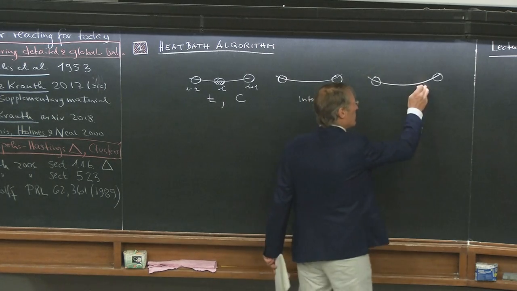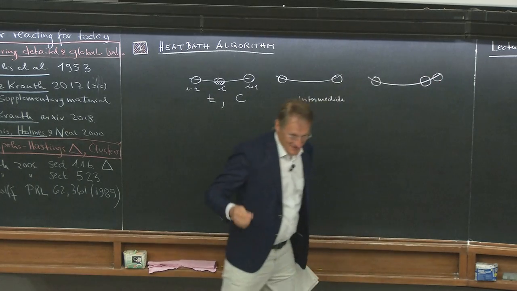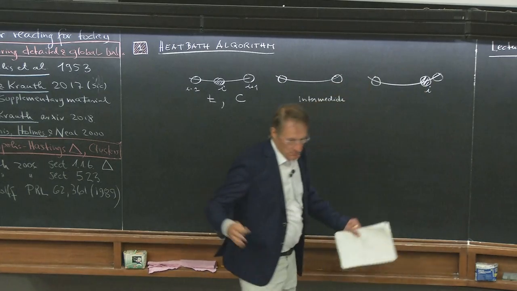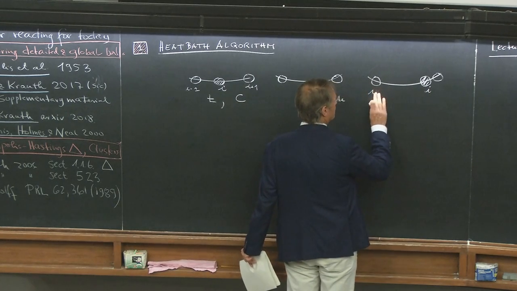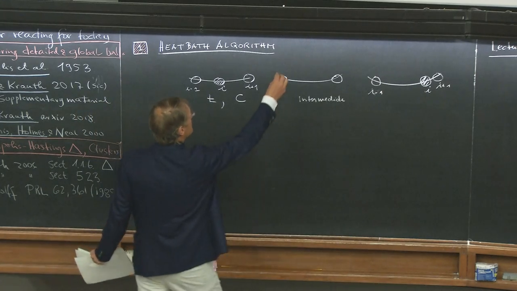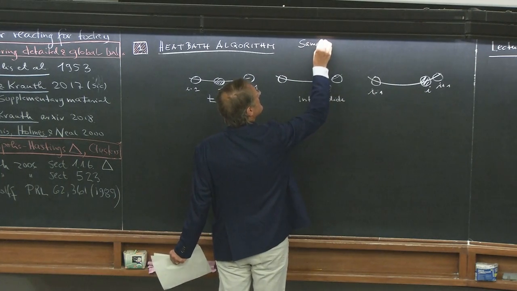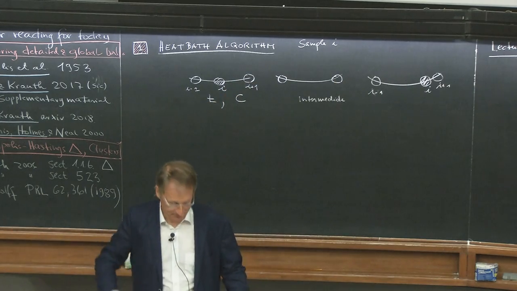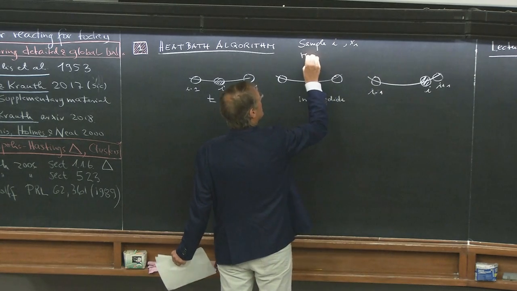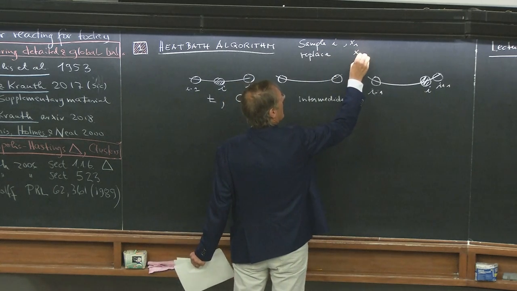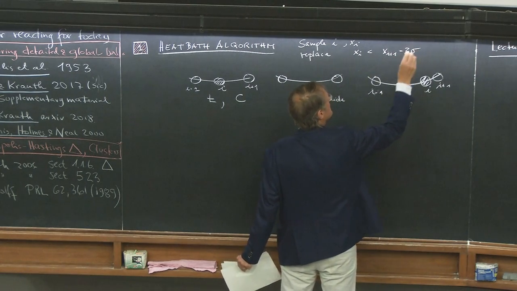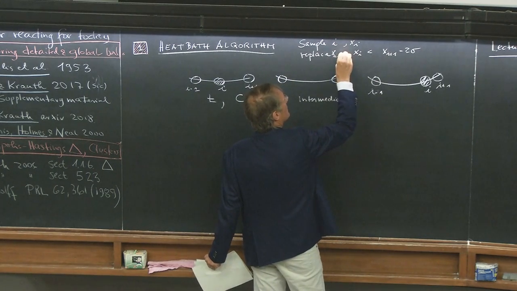So I close my eyes. I put it back in a random position between i minus 1 and i plus 1. So the algorithm is: sample i, so choose i randomly between 1 and n. Then it was at xi, and then replace it with an xi between x(i+1) minus 2 sigma, I would say, and x(i-1) plus 2 sigma.